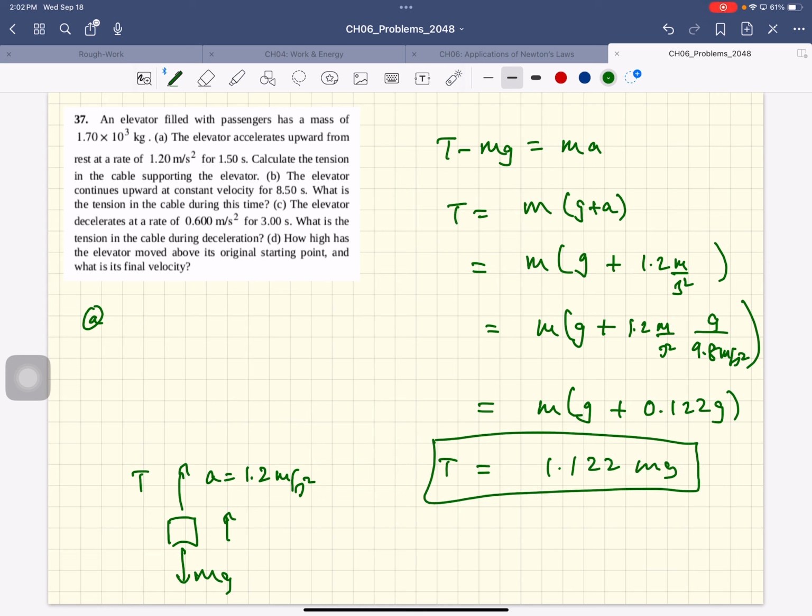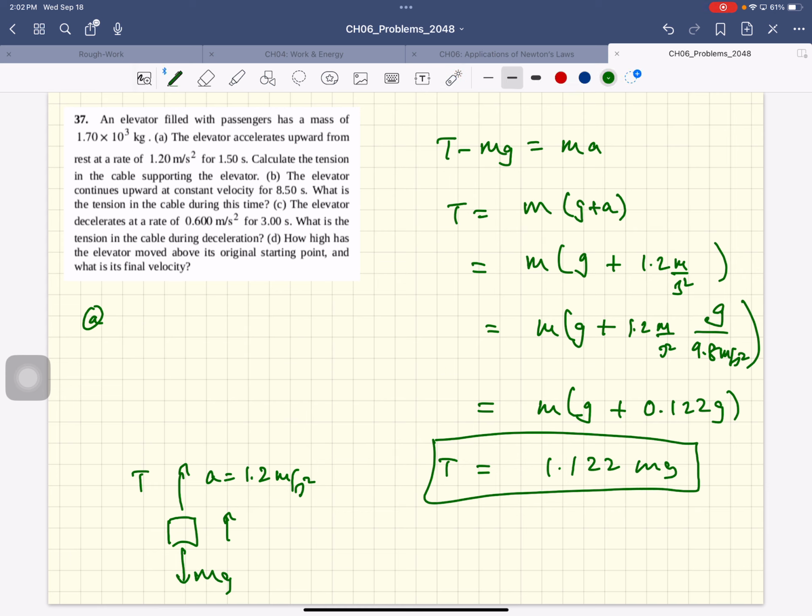So the tension is 12% greater than the weight of the elevator. So if a cable were to break, that's the time it would break, when you're accelerating upward. Does that say g plus 1.2 meters per second squared over g? We're trying to write it in terms of g. See, g divided by g, that's 1, and that's the conversion factor.